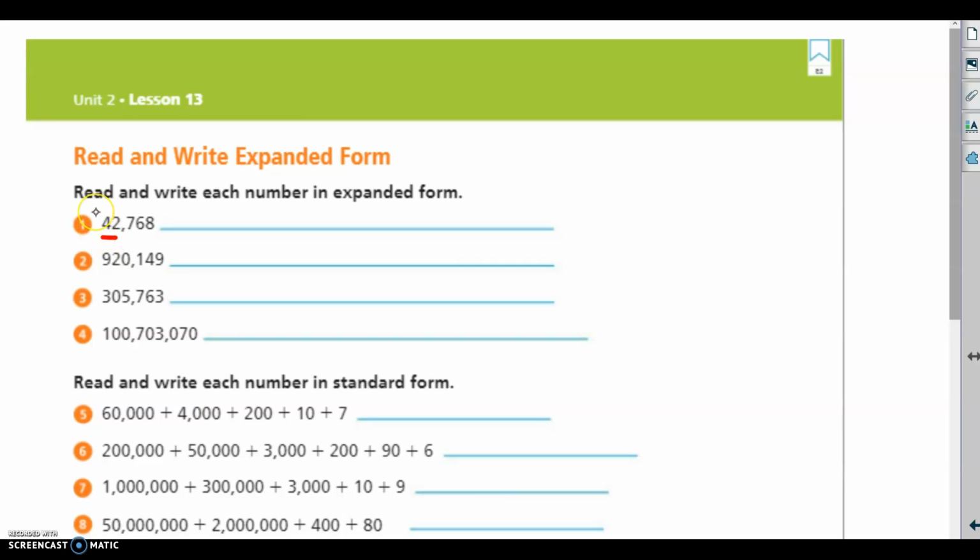42,768. So we're going to take each digit one by one and we're going to write them all by themselves. So we'll start with the left side. We're going to start with the 4, and the 4 is in the 10,000s. So if you had 4 10,000s, you would have 40,000.